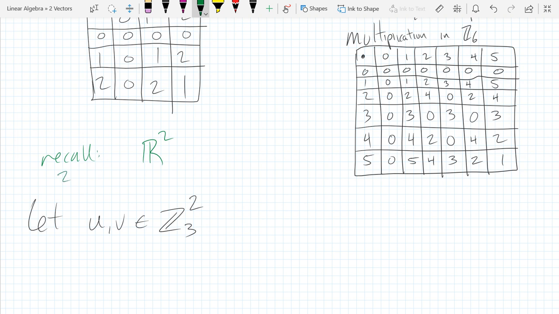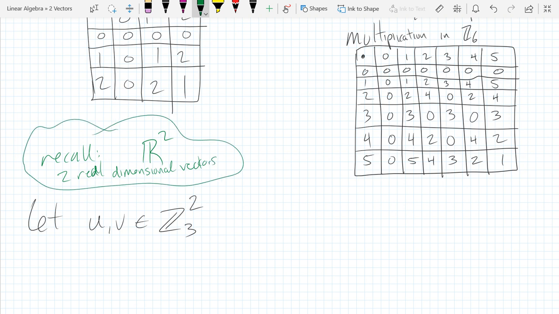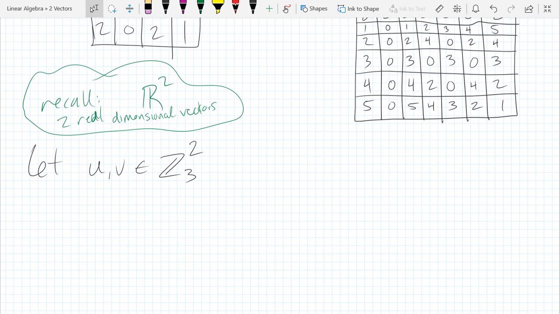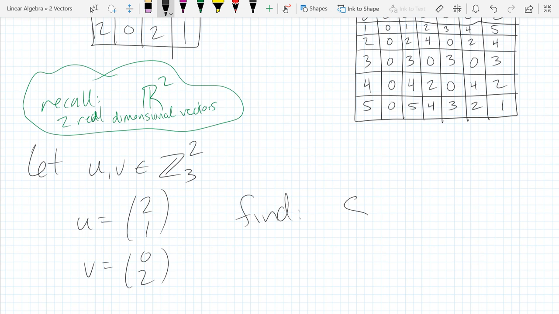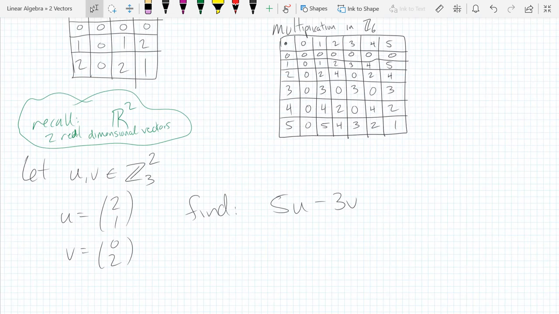So this is going to be two-dimensional vectors whose elements come from Z3. So that was two-dimensional real vectors. So now we have two vectors in Z3. And I'll have the vector u be the 2, 1 vector, v is going to be 0, 2. And now I want to find 5u minus 3v. Well, let's do plus first. I haven't shown you what minus is in this weird system. You did 5, but we're in Z3. Scalars change. I was thinking I was in Z6 for a second.